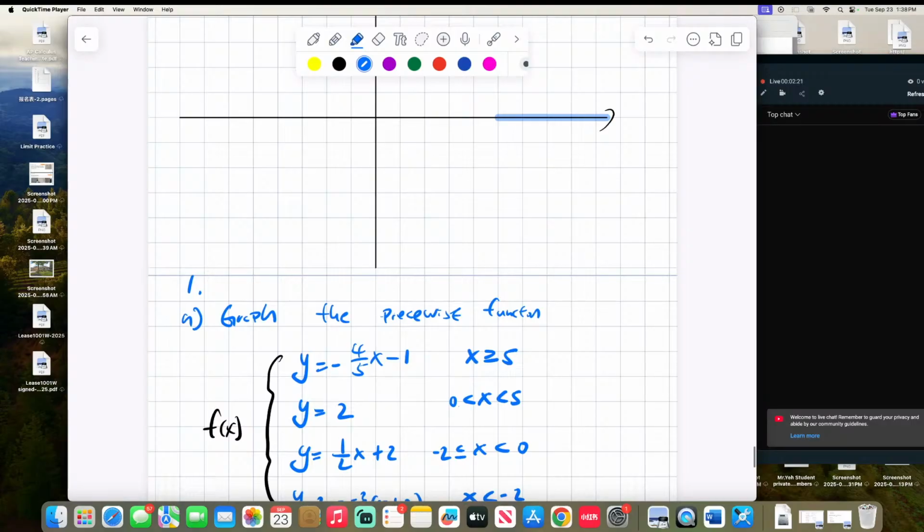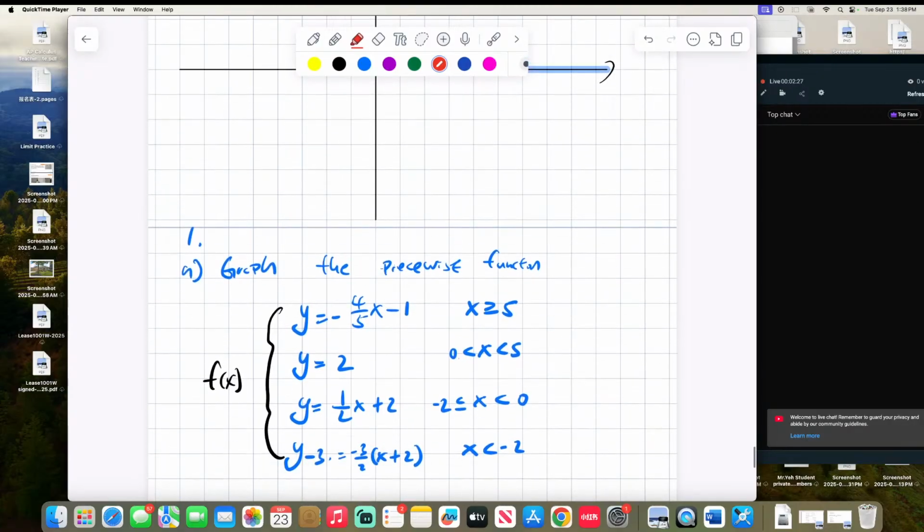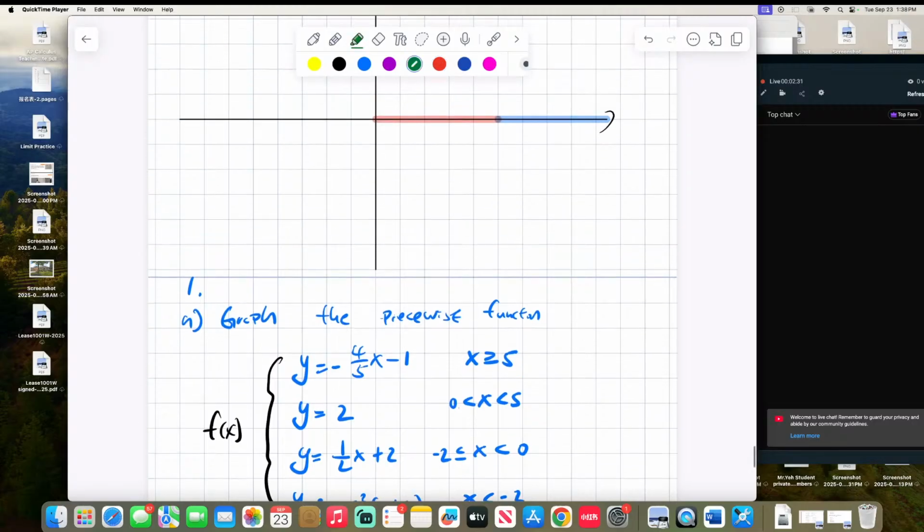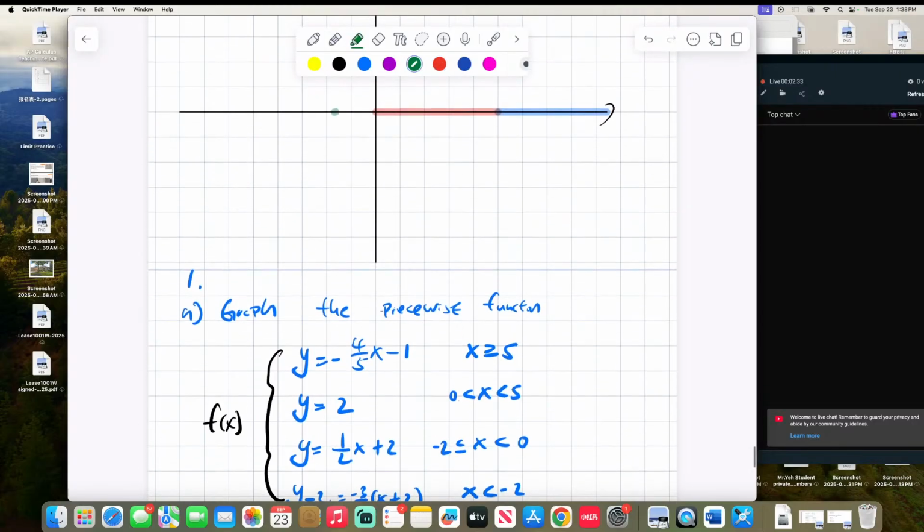And the second one is gonna be red. It's gonna be from here to here. And the third one is gonna give you from -2 to 0, so we're gonna choose that green one. From -2 to 0.